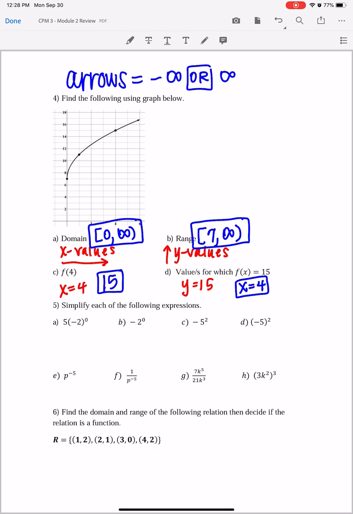On 5, we have A through H. We're simplifying each of these expressions. Here are your exponent rules. Anything to the 0 power is 1. So this portion here is 1. So I have 5 times 1. My final answer here is 5.